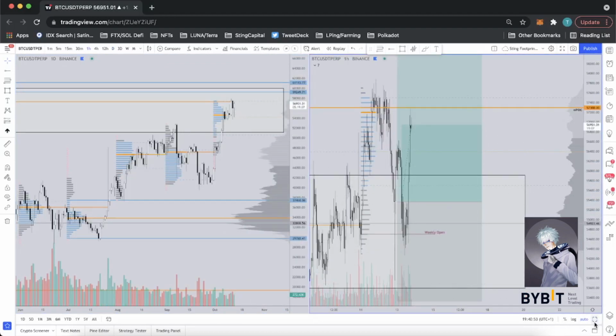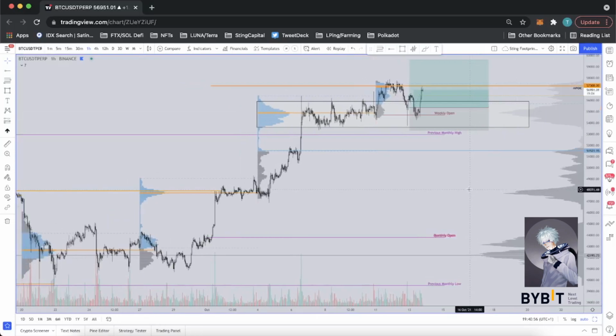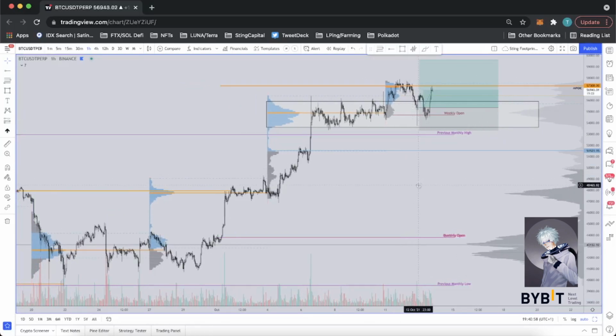So we'll go ahead and see how this plays out, but I hope this kind of gave you a basic intro to what space-time profile is, what market profile is, and how I use it in my trading.